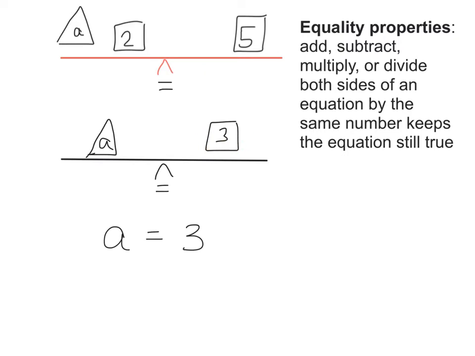My original equation at the top would have said this a plus 2 more equals 5. Once I took the 2 off of both sides, I ended up with a equaling 3. Well, if I take 3 plus 2, that does give me 5, so that makes sense.